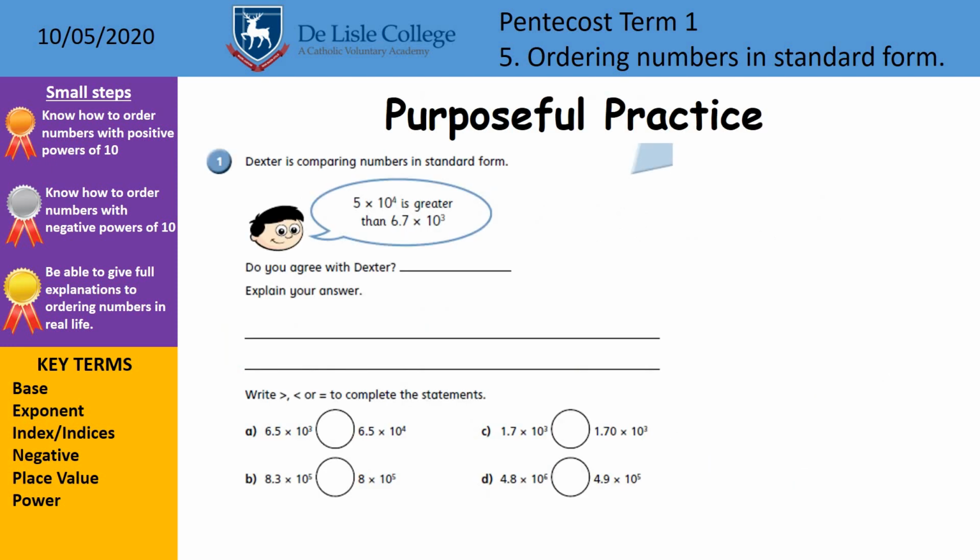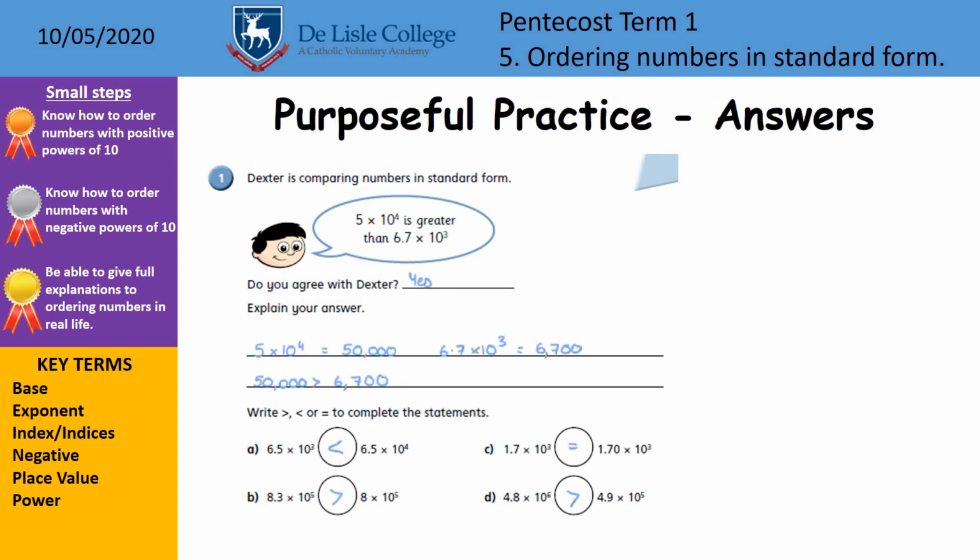Okay, so again, as previously, here's question one on your purposeful practice. If you've printed off the worksheets, obviously write on there. If you haven't, then you'll need to write these down in your book. Put today's date, if you haven't done so already, and the title. Pause the video while you work through it. Here are your answers to question one. Just check carefully, I'm sure hopefully you'll be fine with these. Mark them carefully, pause the video while you do.